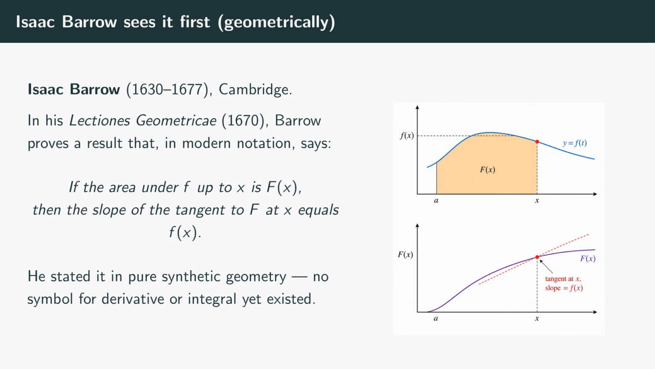But Barrow stated it as a fact about figures, lines, and tangents. He did not have algebraic notation for the derivative or the integral. He could not write capital F prime equals little f. His Cambridge successor in the Lucasian chair could. So could, independently, a German lawyer named Leibniz.